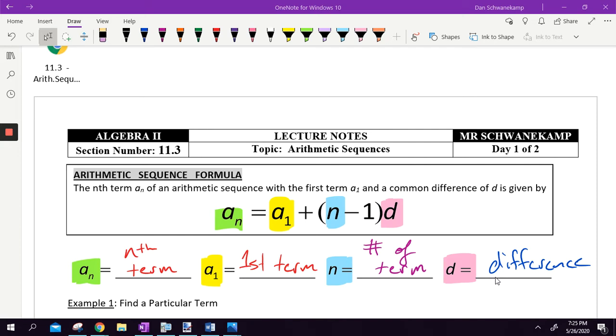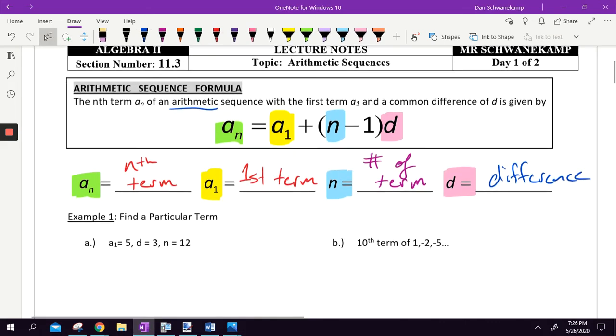So, the arithmetic sequence formula. If you want to know the nth term, where n can represent whatever term you want, the 8th term, the 12th term, whatever, of an arithmetic sequence, then we can use this formula right here. Here's what the formula says. A sub n stands for any term, the nth term of the sequence. A sub 1 is the first term. N represents the number of the term. So if I want to find the 12th term of the sequence, then n is going to be 12. And d represents the difference, because this only works for an arithmetic sequence, and arithmetic means you have a difference because you're adding or subtracting each time.